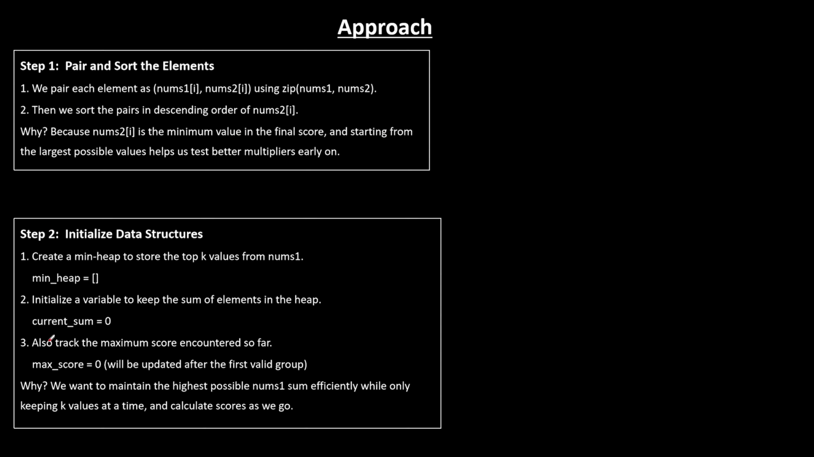Now, since you got the intuition of the problem, let's look into the approach, how we're going to solve it. Step one, we pair and sort the elements. We pair each element of nums1 and nums2 using zip(nums1, nums2). This basically makes pairs of the 0 index, then the 1 index. This is what we are doing here.